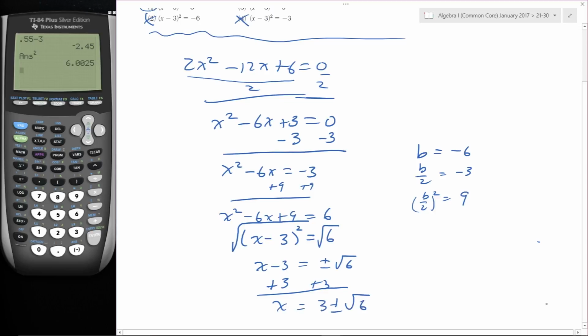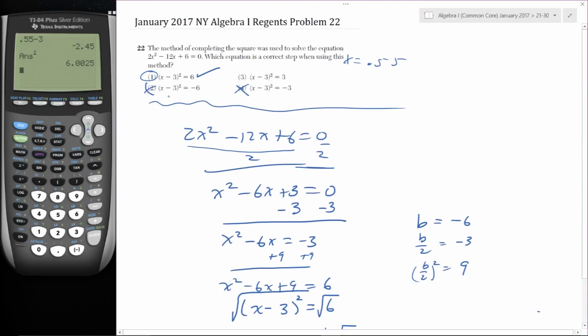And those are the two roots. And if you plug in 3 plus or minus radical 6, let's say 3 plus radical 6, into the equation that we got as the answer, 3 plus radical 6 minus 3 is radical 6. Radical 6 squared is 6, and that confirms that that's the answer.